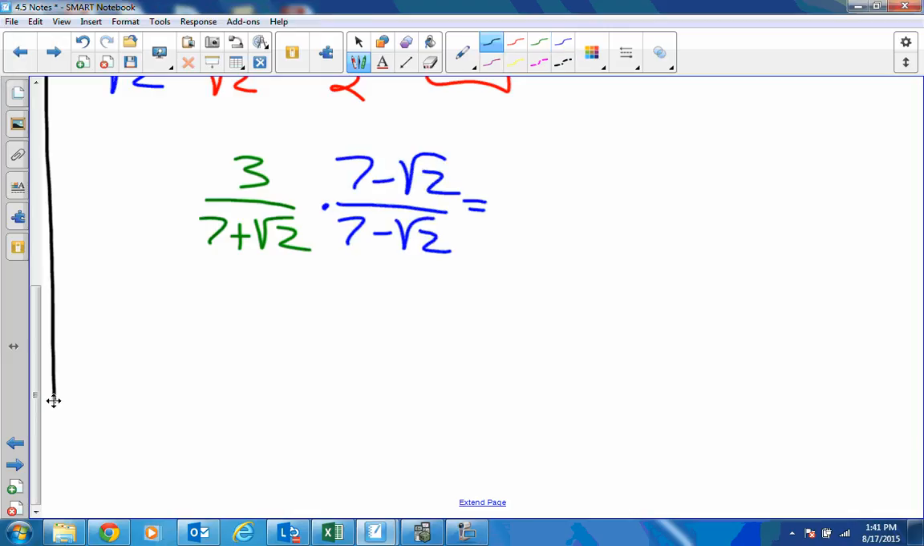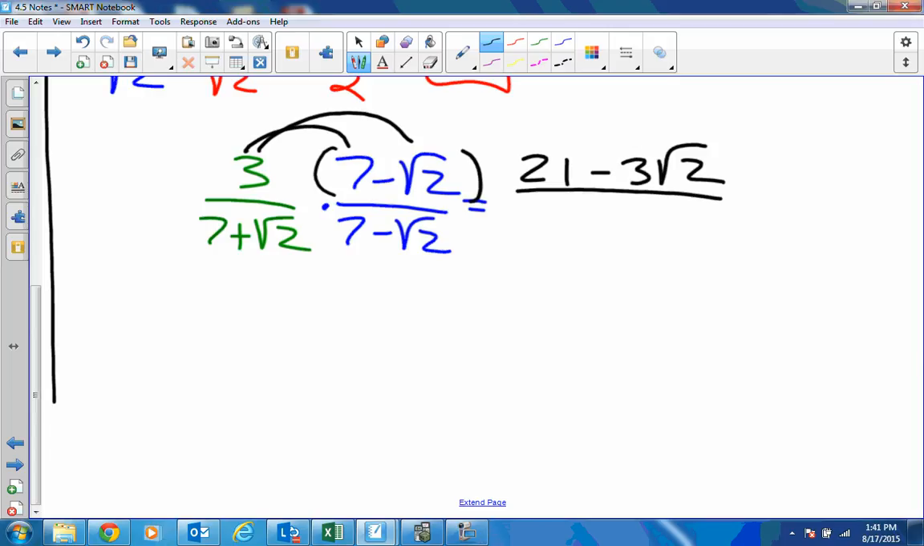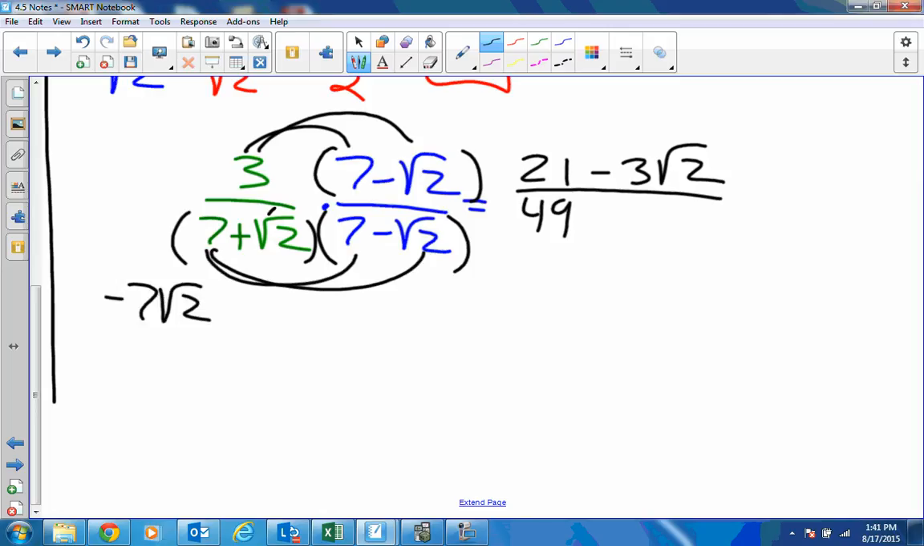So on top we would FOIL. I have 3 times 7 is 21, and 3 times negative square root of 2 is negative 3 square root of 2. On bottom, we're going to FOIL these two as well. So we have 7 times 7 is 49. We have 7 times negative radical 2 is negative 7 radical 2. We have radical 2 times 7, which is positive 7 radical 2. What's going to happen to those two?